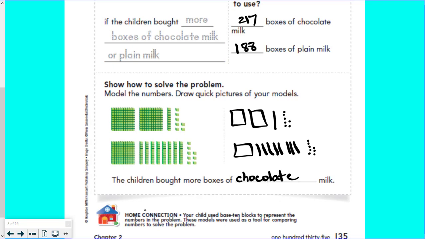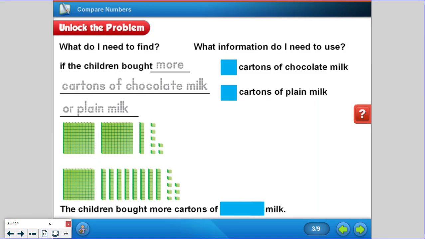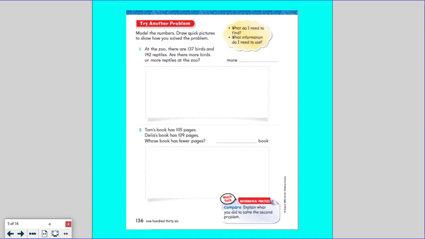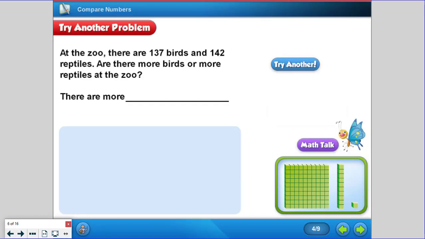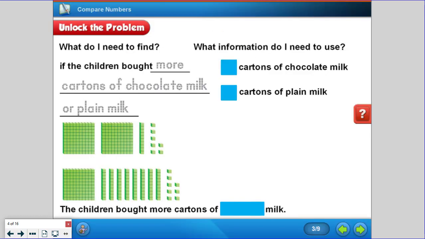So let's go to change the size of this. Oops, there we go. And we're going to go ahead a couple of pages. Remember, if I'm going too fast, just pause and then copy down what I've got and then press play. All right, so try another problem. Model the numbers, draw quick pictures to show how you solve the problem. So we're going to do just like we did on the last one, except we're going to draw quick pictures instead of modeling it. Well, actually, does it say model? Yeah, so you have your base 10 blocks at home, so definitely model these, then draw a quick picture of your model, okay?